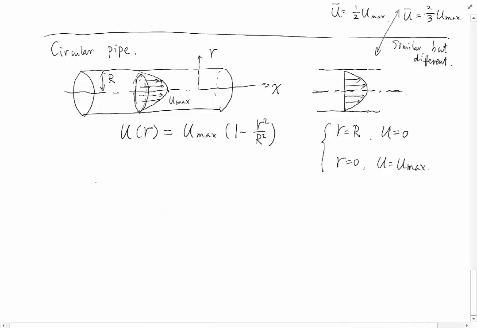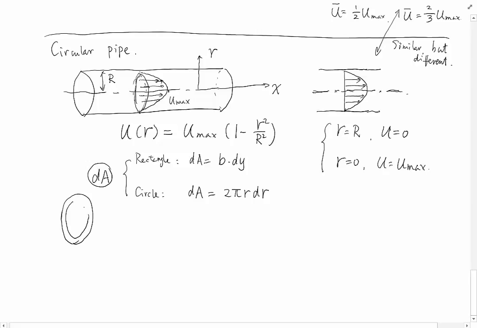First of all, the dA. dA for a circular pipe is different. If it's a rectangle, dA is b times dy. Basically, this is a stripe. But for a circle, dA is 2 pi r dr. So this is for a ring.